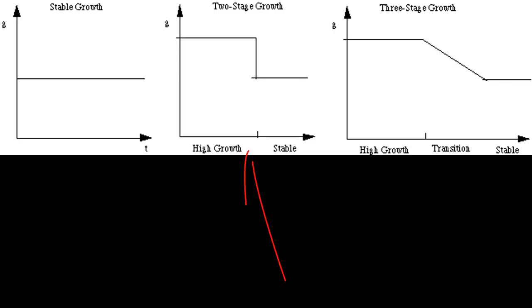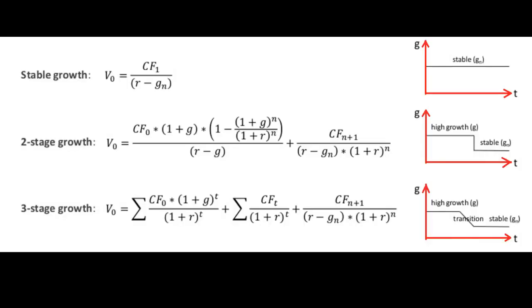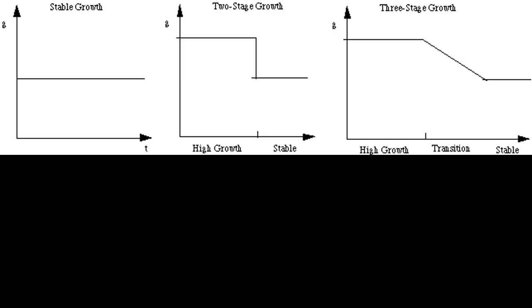A company has high growth in its free cash flow, and then after a certain period it stabilizes and grows at a constant rate into the infinite future. In this case, a two-stage growth model is used. You can use this simple valuation formula where growth stabilizes.